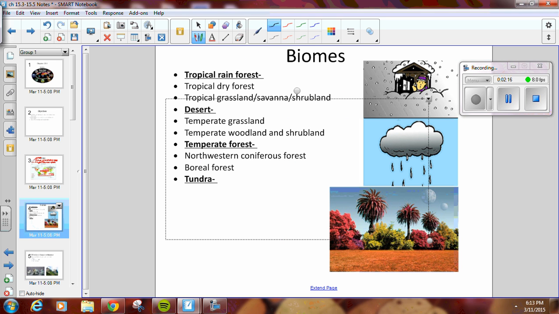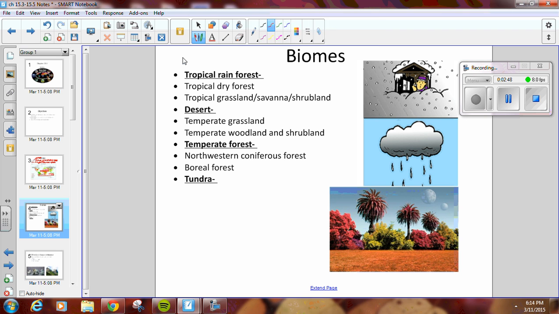All right, so if we look at our biomes here, we have a lot of very different types. So we have everything from tropical rainforest, tropical dry forest, desert, temperate grassland, so forth. So a lot of them are separated based on their latitude, so where they're at in comparison to the equator. So the tropical ones are going to be closer to the equator, temperate are going to be that tweener area, and then the tundra and your boreal forests are going to be closer to the polar regions. Now there are four main biomes that we look at, and those are the ones that are bolded. And that's because these ones are the most important in terms of differences.